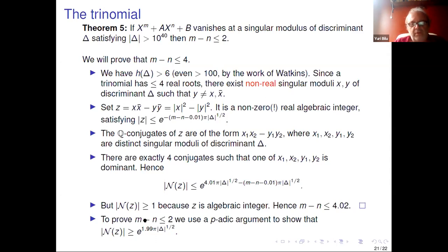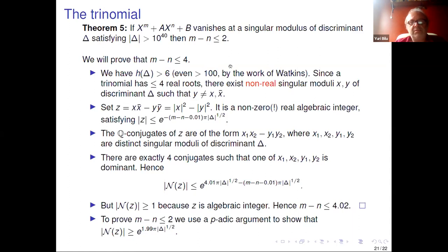And if we want the better inequality, we need a non-trivial lower bound for the norm, not just 1, but something better. And here we need some p-adic arguments. So we should consider trinomials not only in the complex metric, but also in the p-adic metric, and also do some more. So it was some work, not completely trivial, but one obtains this kind of lower bound, and now we obtain m minus n bounded by 2.